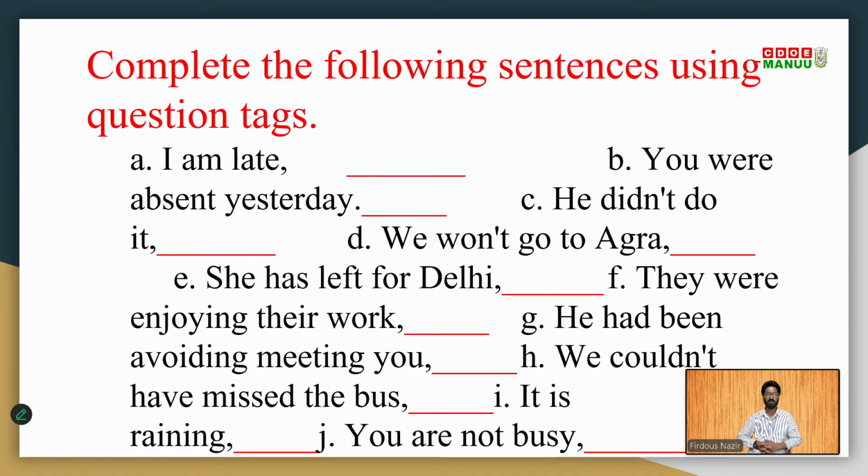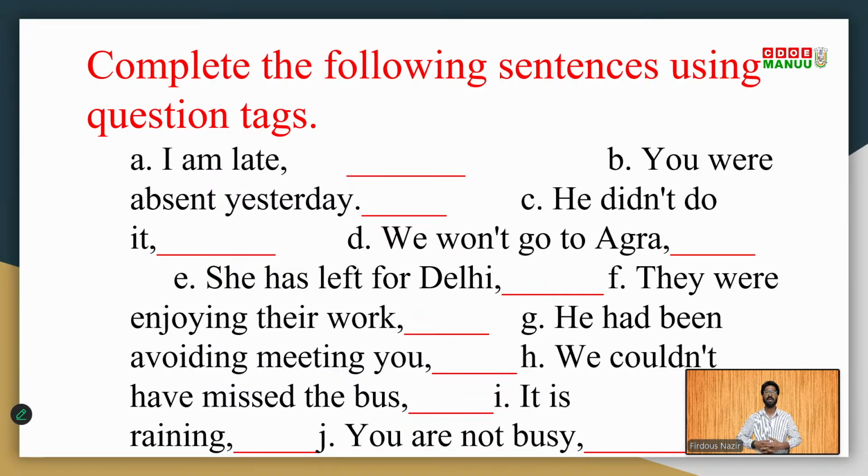He didn't do it. Here we have a negative statement. Remember, when we have a negative statement, what is the question tag? Positive. So, he didn't do it, did he? We won't go to Agra. Again, a negative statement. Now make a positive question tag for it.